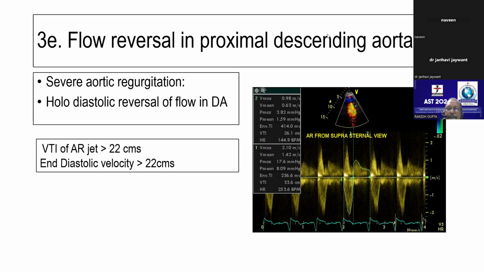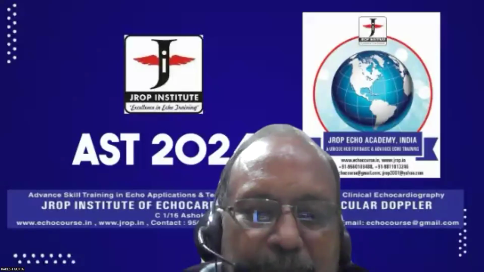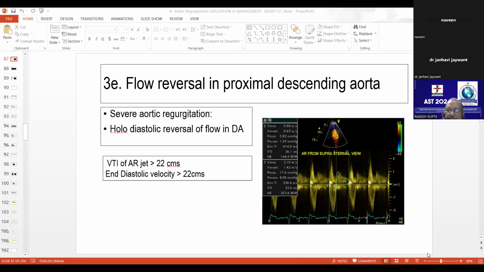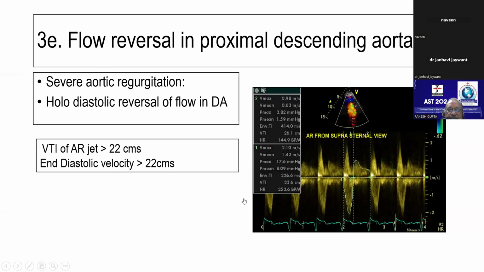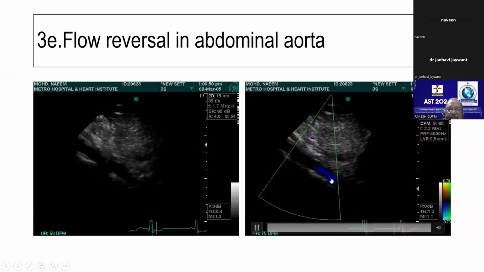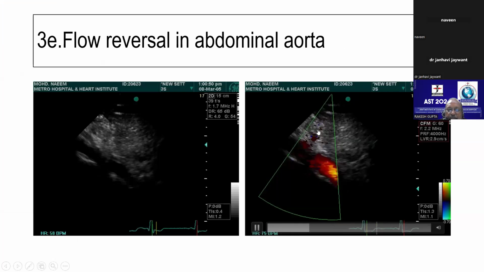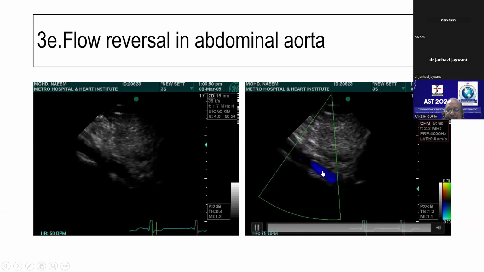So you have got an image of the abdominal aorta? I have got an image in the abdominal aorta also. Show, sir, please. Here is the abdominal aorta. You keep a pulsed wave sample volume in the abdominal aorta. You get the same Doppler spectrum pattern.